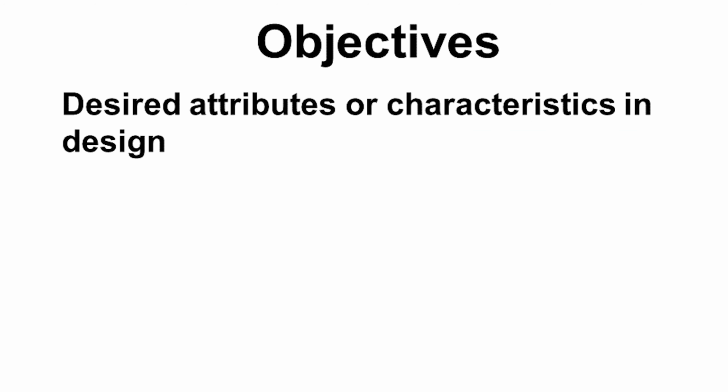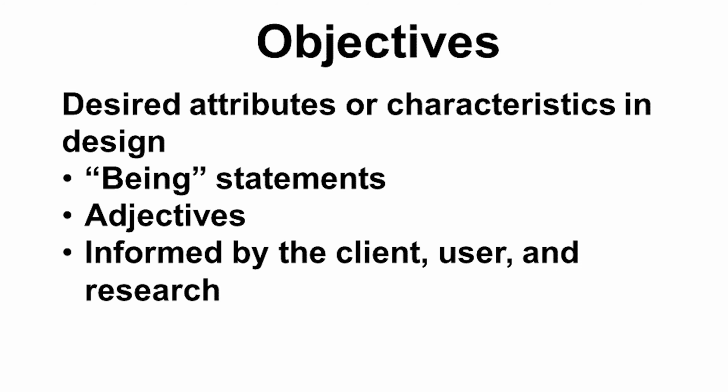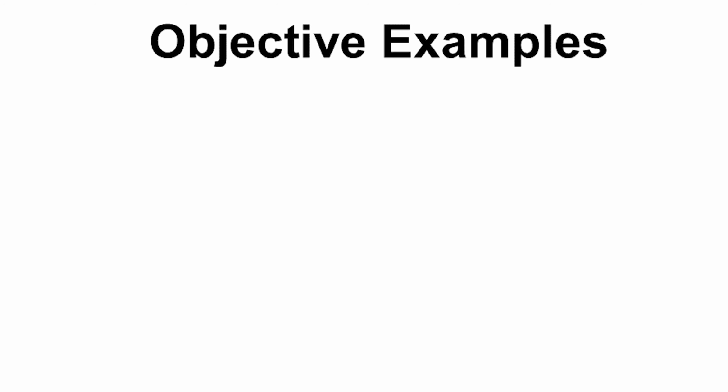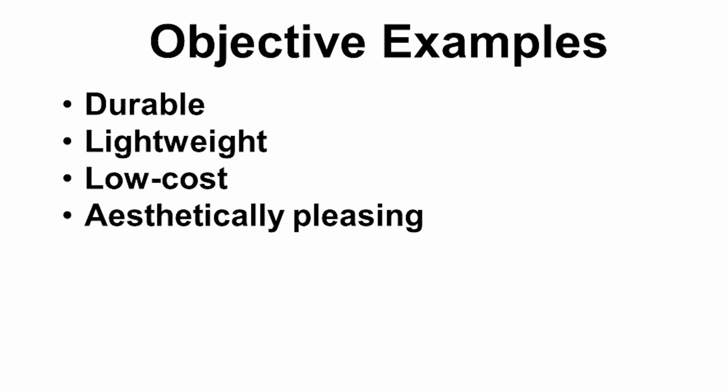Objectives are desired attributes that a client or a potential user would like to see in a design. They're expressed as being statements or adjectives. They're often physical features of the desired solution. The client, the users, and your research inform the objectives for your project. Some examples of objectives for your water bottle might be that it's durable, lightweight, low cost, or aesthetically pleasing or attractive.